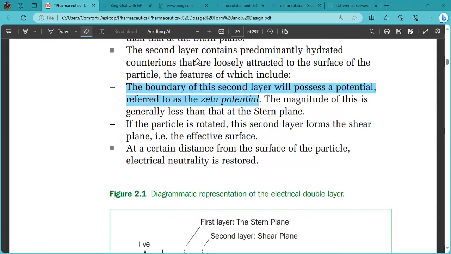So now the Stern plane is between the positive and the negative.